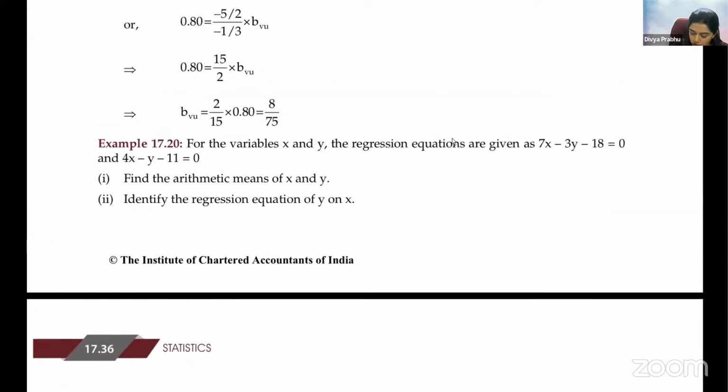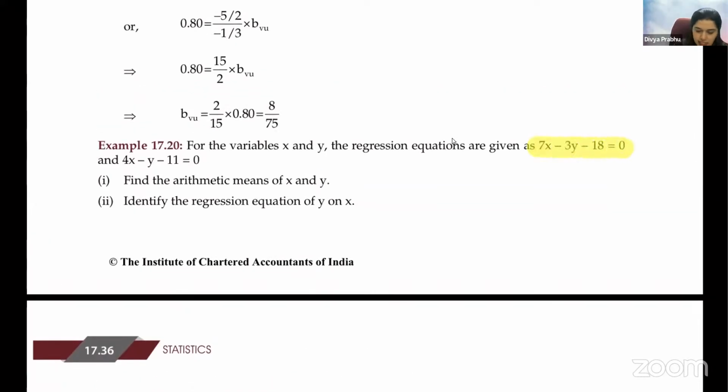Two regression equations are given. 7x minus 3y minus 8 equals 0 and 4x minus y minus 11 equals 0. These are the two regression equations of x on y and y on x. Now, if they are asking you to find the arithmetic mean of x and y, what is that? X bar and y bar.